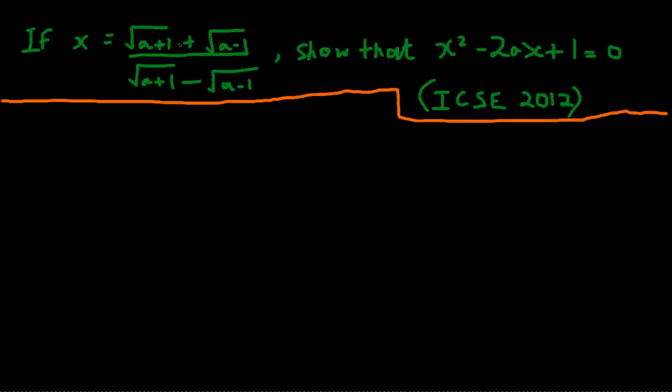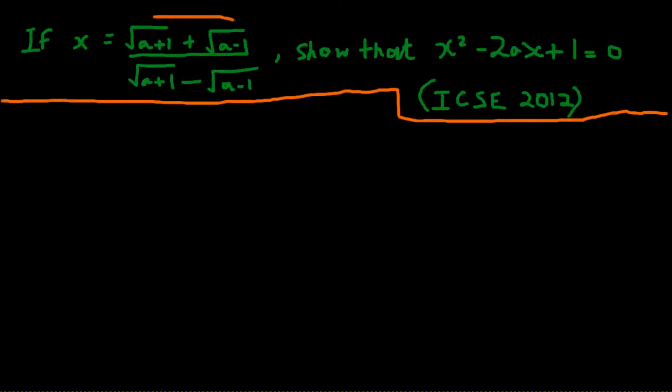If x is equal to root of a plus 1 plus root of a minus 1 upon root of a plus 1 minus root of a minus 1, show that x square minus 2ax plus 1 is equal to 0. In these types of questions where you have something plus something upon something minus something, when you see the question, think of componendo dividendo. So componendo dividendo, if you remember, says a plus b upon a minus b. That's what you should get.